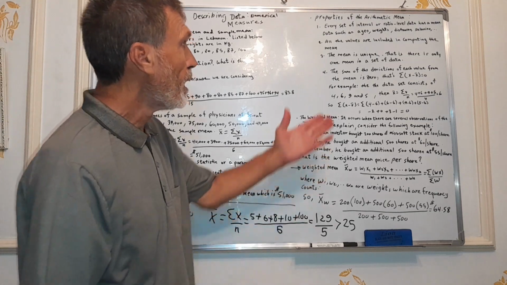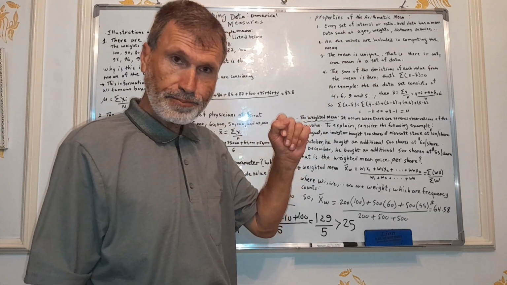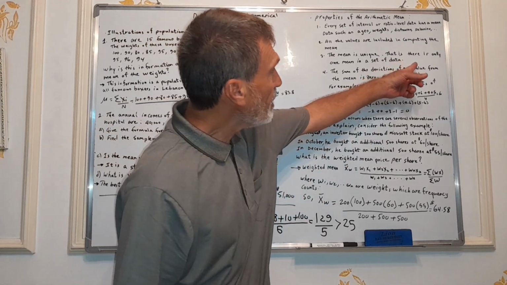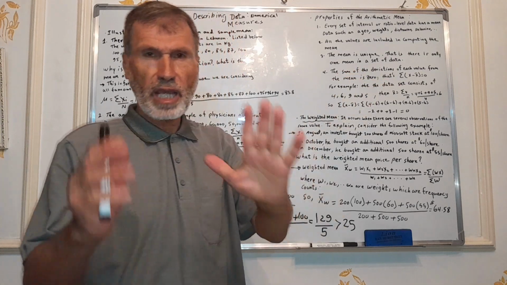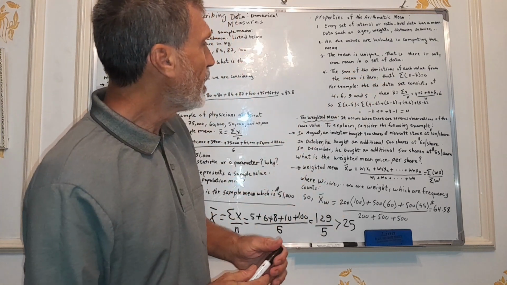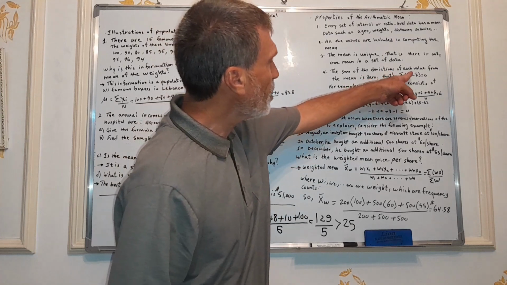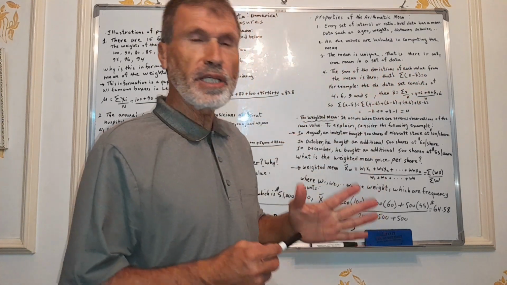Now, the mean also is unique. That is, there is only one mean in a set of data. Yes, we have one mean for a set of data. Now, the sum of the deviations of each value from the mean is 0.